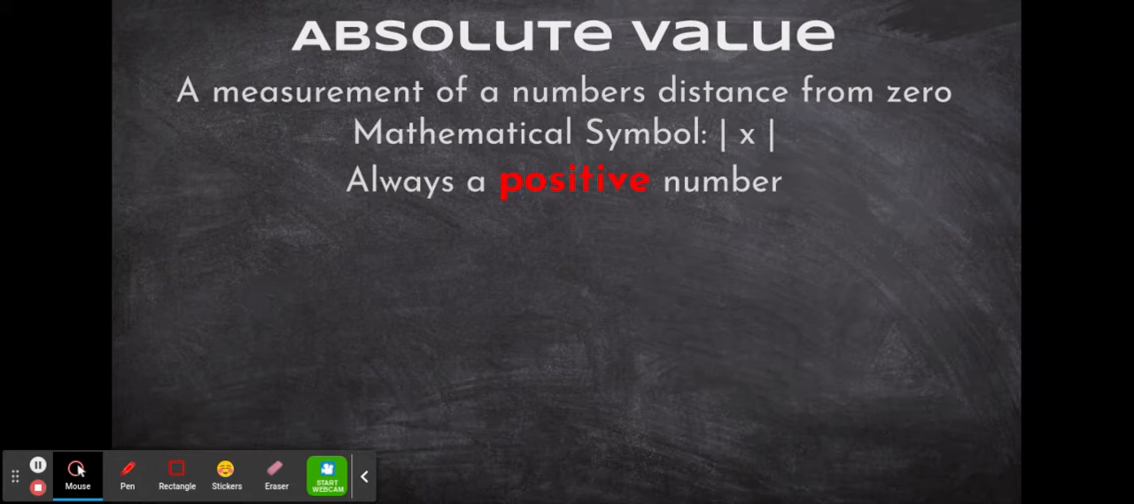Absolute value does have a mathematical symbol. That is these two vertical lines on either side of a number. X would be any number, but it's these two vertical lines on either side that always mean to calculate the absolute value of something. And the absolute value is always going to be a positive number. Okay, not a negative number. Even when you're dealing with the absolute value of a negative number, you're always going to get a positive number.